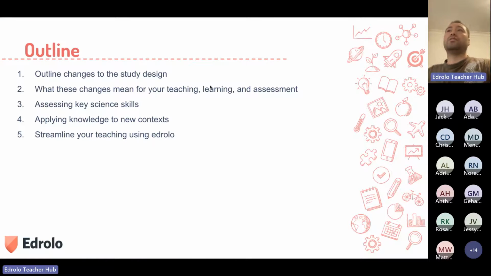Just an outline of what we're going to be covering today. The major changes to the study design for Year 12 for next year, what they mean for you, your teaching, assessing key science skills, which have become more and more relevant in Year 12 Physics, applying knowledge to new context, which is also becoming more and more relevant, and streamlining your teaching using Edrolo. I will have a little section for questions at the end of each one of these sections, so you don't have to wait all the way to the end. If you have a question, you should be able to ask it whenever you want.